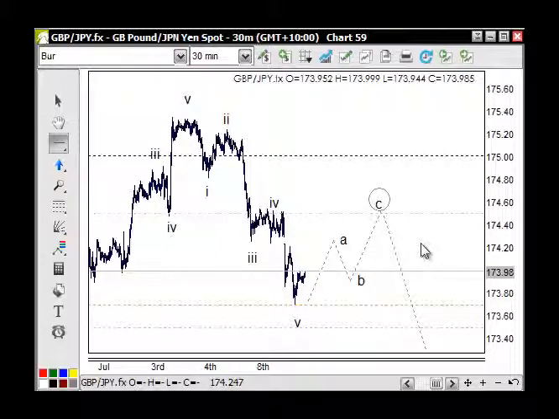So anyway, that's a good trade coming up from that point, because we've got a very clear wave pattern here, and that's exactly what we're looking for to confirm the next move lower.